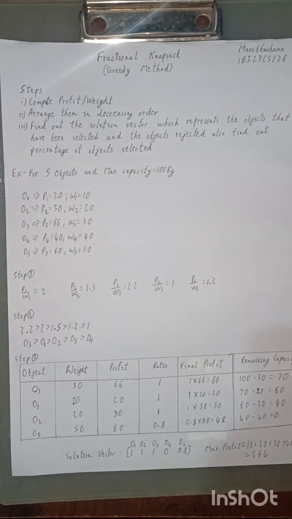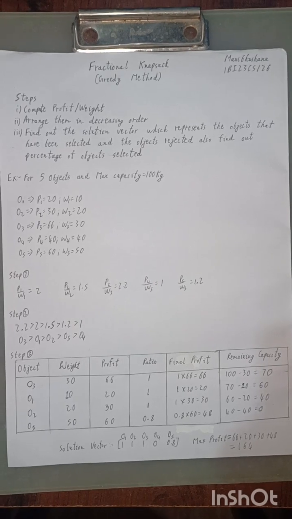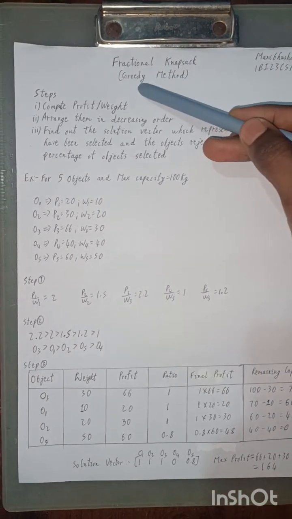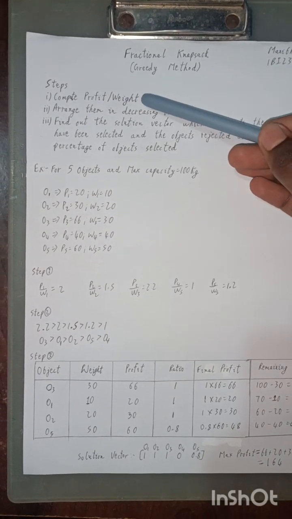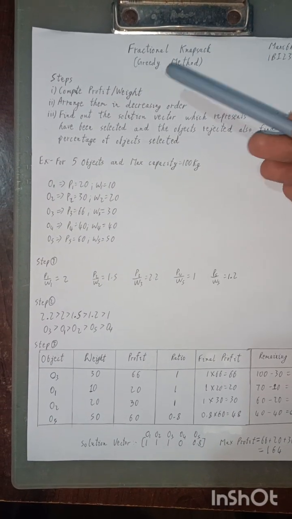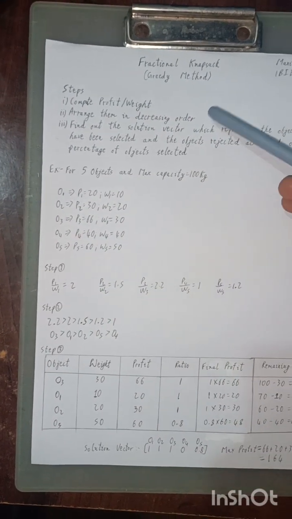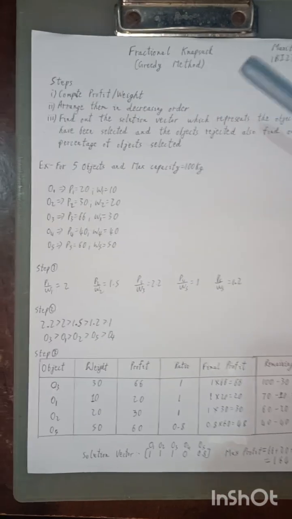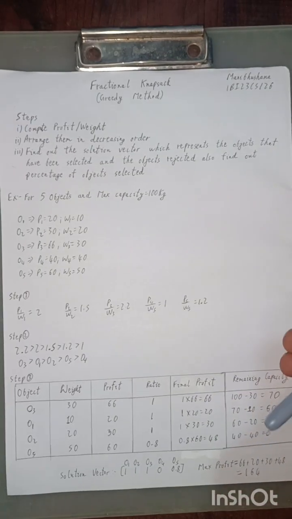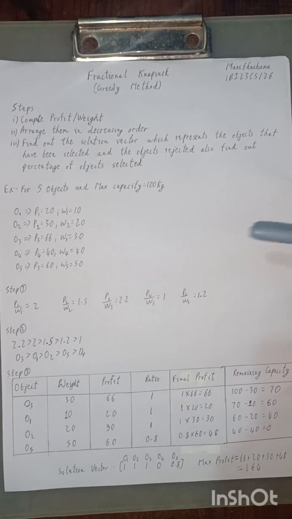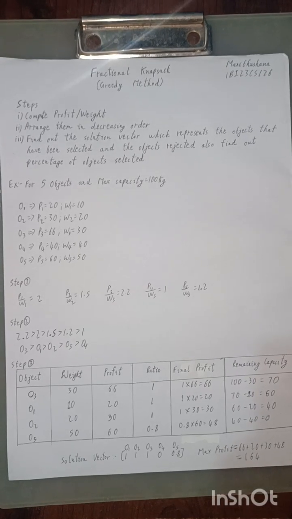About fractional knapsack now, there are steps we need to take to solve a given problem. For a given set of objects with profits and weights, we first need to compute profit by weight of the given objects, and then arrange the profit by weight values in descending order. After arranging them in descending order, we need to find the solution vector, which we will do in the following example, and also find out the percentage of the object selected for the maximum optimal solution.